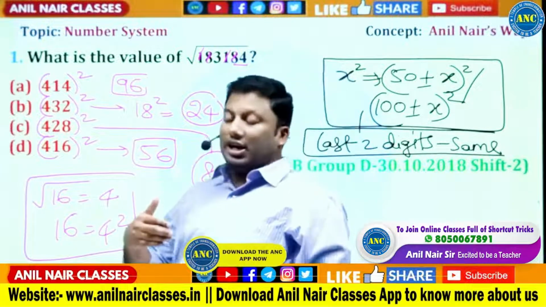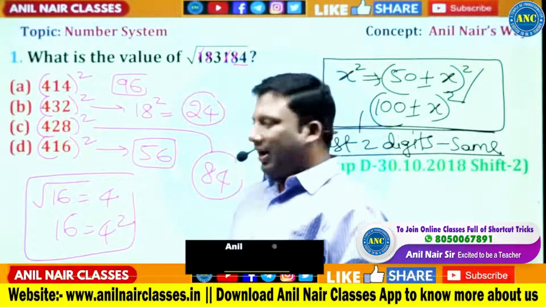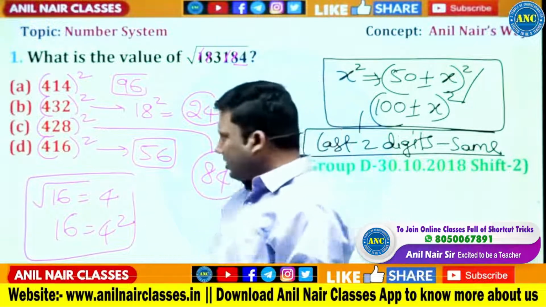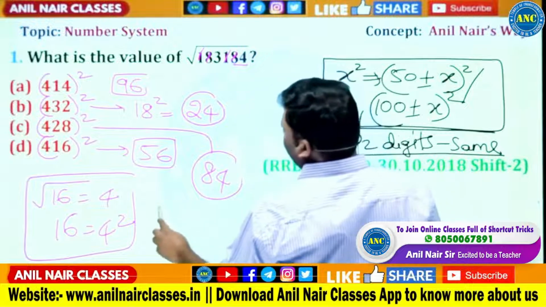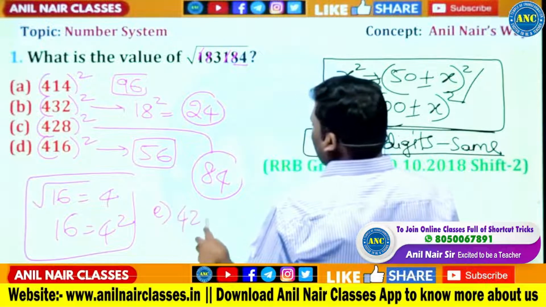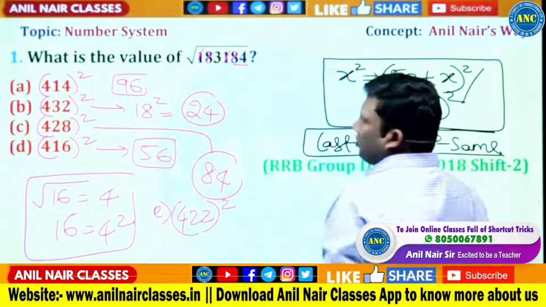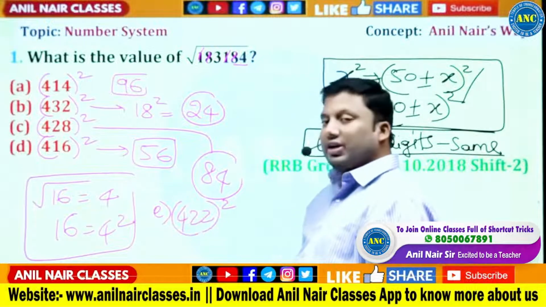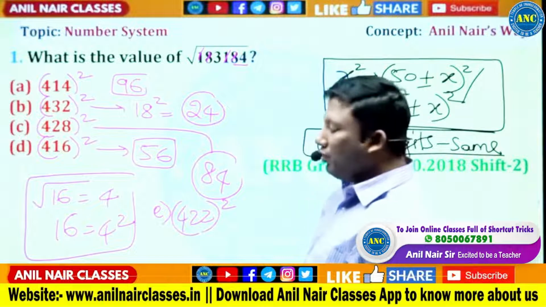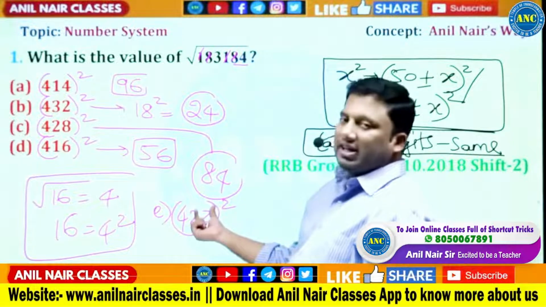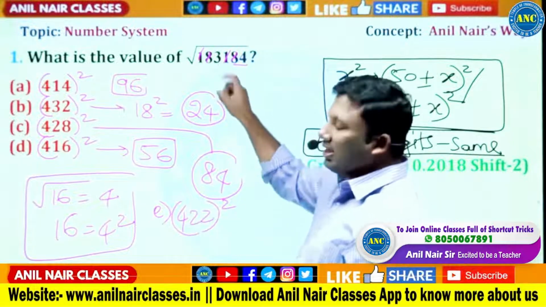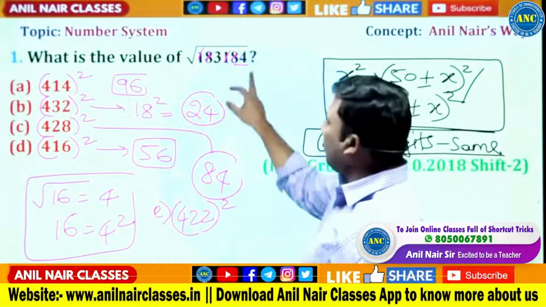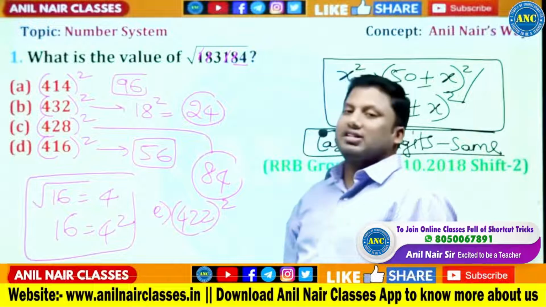Sir, what if there is more than one answer option? Suppose it is 422 square. That also we will discuss. Suppose it is 422 square. 4 plus 2 is 6, 6 plus 2 is 8. 8 square is 64. 6 plus 4 is 10, so 1. The digital sum of this number is 1. The digital sum of this number is 7. 1 plus 8 is 9, delete the digits whose sum is 9. 3 plus 4 is 7. Here the digital sum is 1.